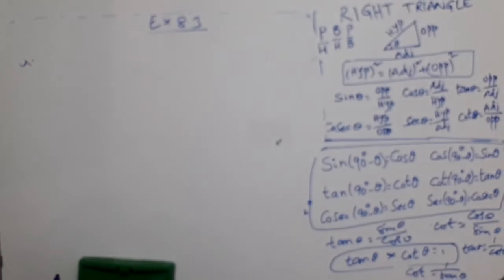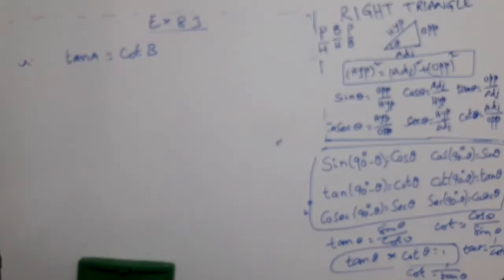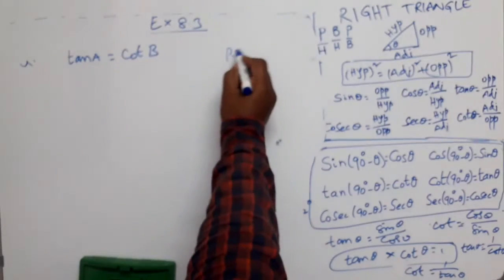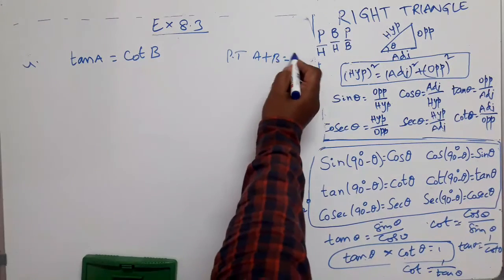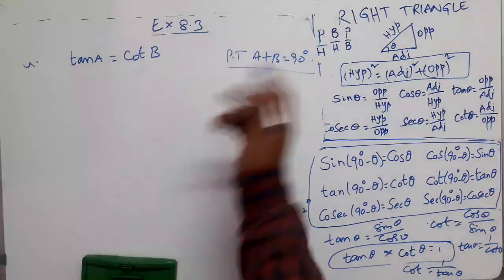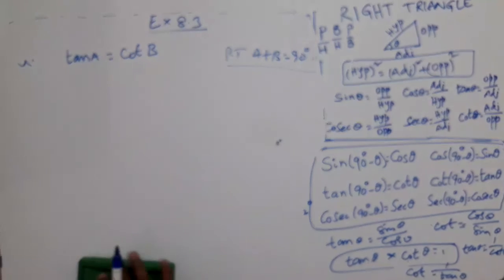Let us see question number 4. What is given? If tan A is equal to cot B, that is given. Prove that A plus B is equal to 90 degrees. Prove that. This is your target now. This is given. Very simple. Yes, straight.